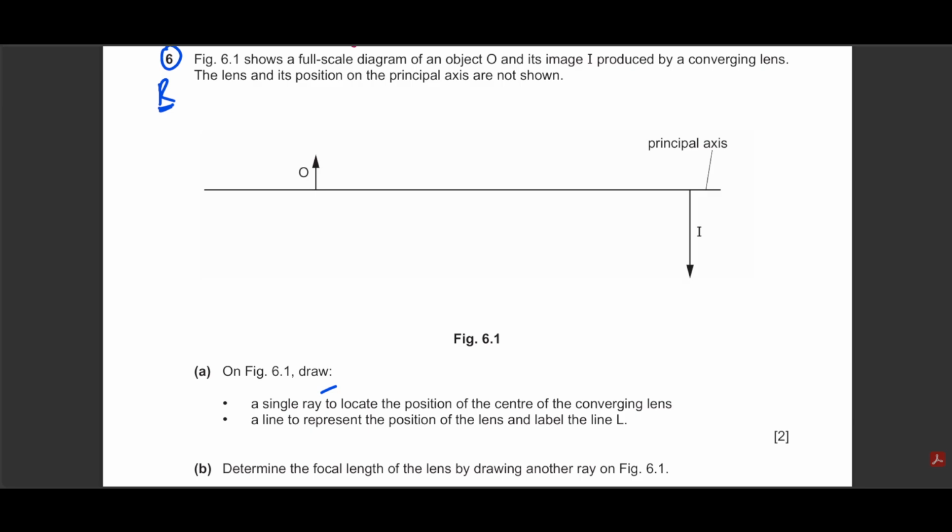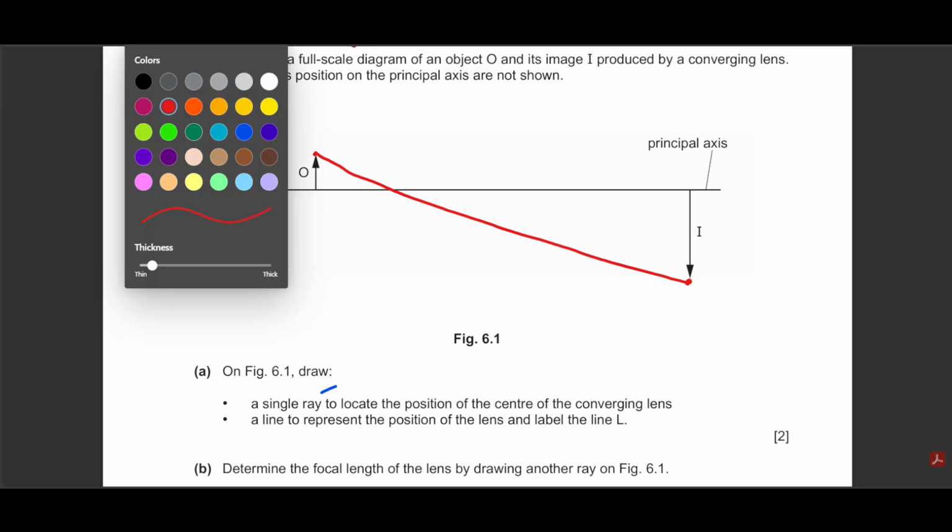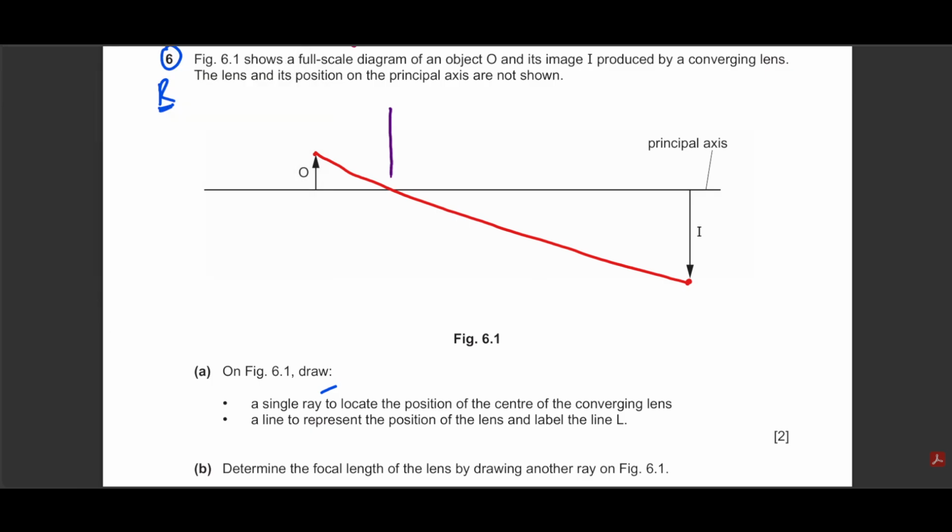So the best way to do that is to draw a line from this point to this point, which is not entirely accurate. Use a ruler for this, definitely. So connect the top of the object to the top of the image over here. Wherever it crosses over the principal axis, you know for sure now that this is where the lens should be.